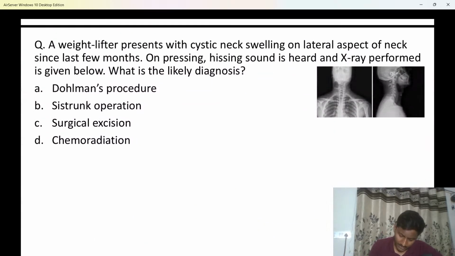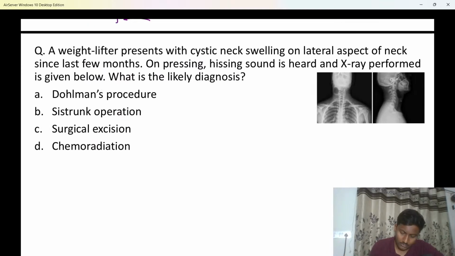Moving further, answer this question, beta. What is this question saying? A weightlifter presents to you with a cystic neck swelling on the lateral aspect of the neck. Cystic means a sac which contains something, air, fluid, anything can be in it. That sac is called a cyst. So just like a cyst, there is a swelling on the lateral part of the neck.